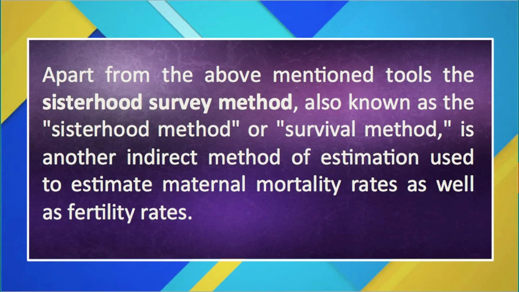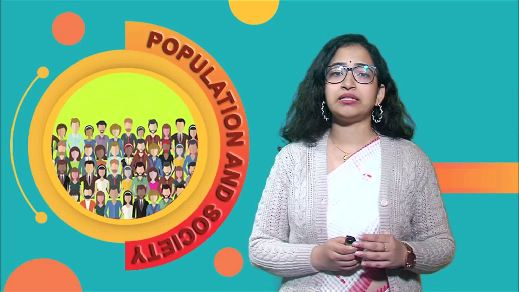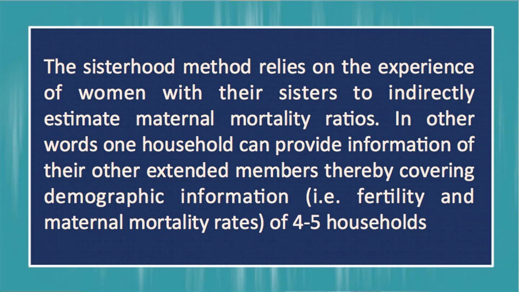Apart from the above mentioned tools, the sisterhood survey method, also known as the sisterhood method or survival method, is another indirect method of estimation used to estimate maternal mortality rates as well as fertility rates. It is particularly employed in settings where vital registration systems are weak or incomplete and the direct measurement of fertility and maternal mortality is challenging. The sisterhood method relies on the experience of women with their sisters to indirectly estimate maternal mortality ratios.